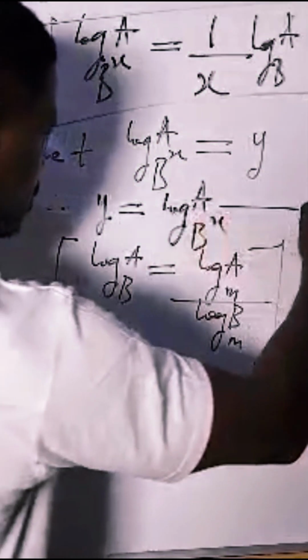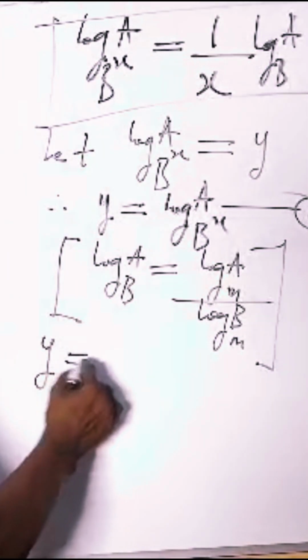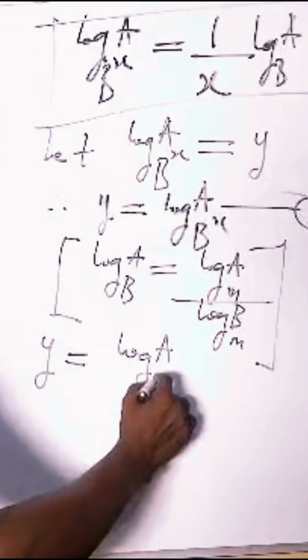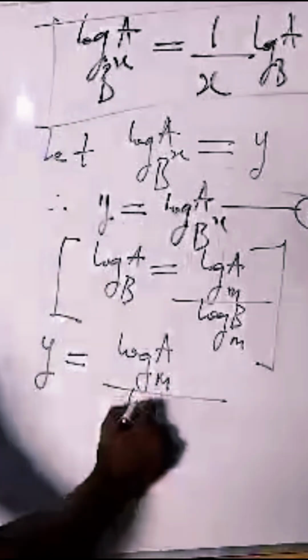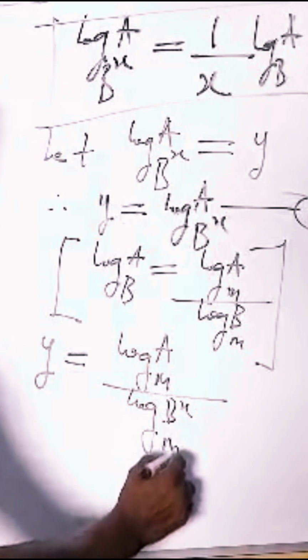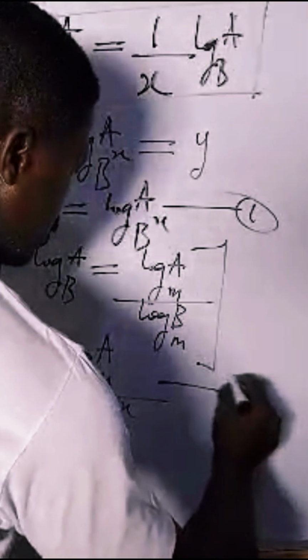Let's call this equation 1. Reinterpreting equation 1, using this knowledge, we have y now is equal to the log of A to our new base, let's say m, divided by the log of our b raised by x to our new base. Now, I call this equation number 2.